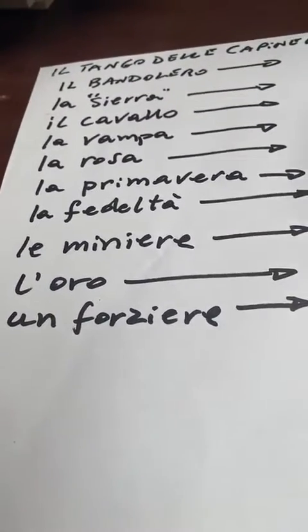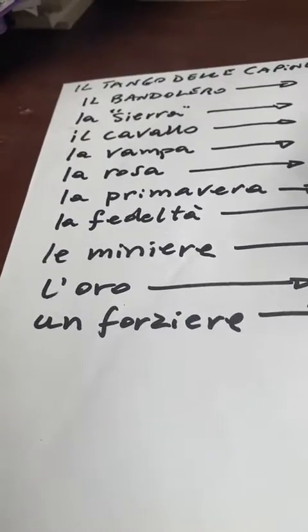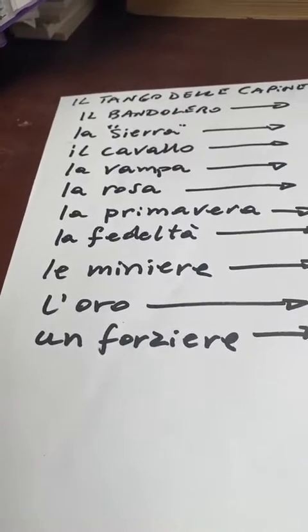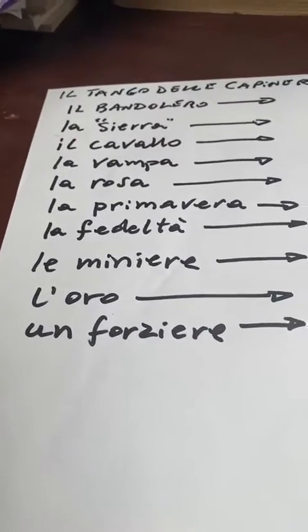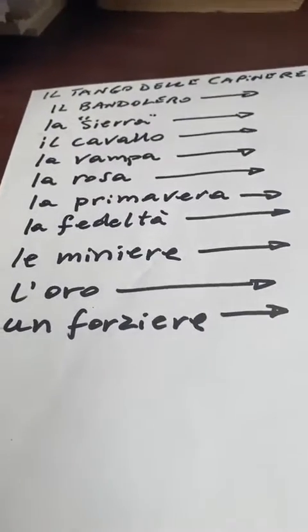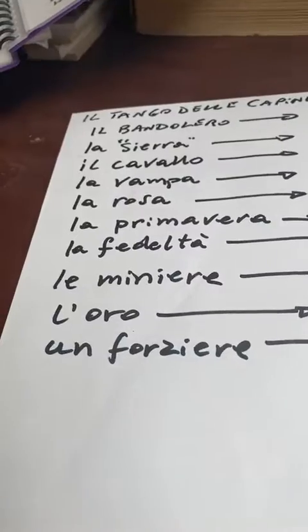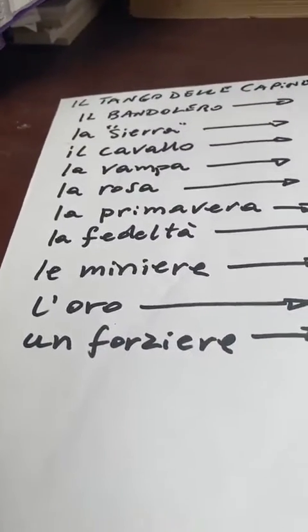Le miniere, the mines. L'oro, the gold. Un forziere, well, it's actually una cassa, a box, a wooden box with money in it. You've seen it in films. They throw gold coins, in the pirate films, in the ships, etc. That's un forziere.